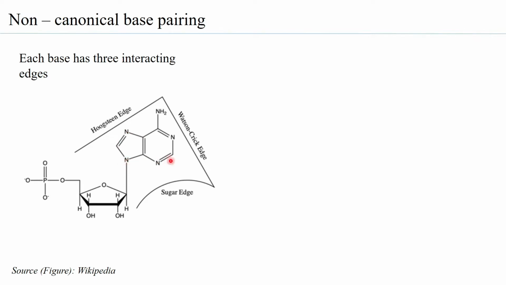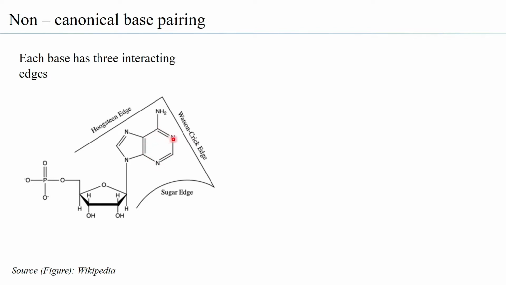Now, whenever there is any hydrogen bonding with the 6, 1 and the 2, you have 1, 2, 3, 4, 5, 6.